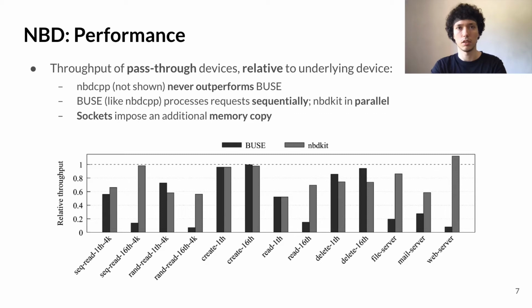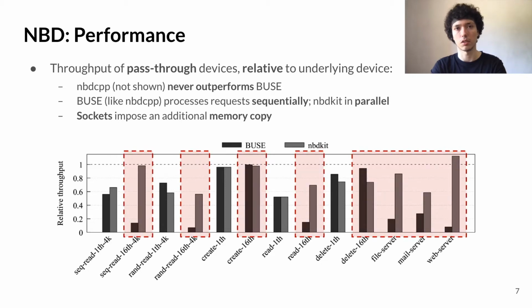This plot depicts the throughput attained by BDUS and NBDKit relative to the throughput of operating directly on the underlying device under several workloads. The NBDCDP framework is omitted as it never outperforms BDUS. Under the depicted workloads, we see that BDUS can reduce throughput by up to 93% and NBDKit by up to 48%. BDUS generally performs worse than NBDKit under multi-threaded workloads. This is because NBDKit can process several requests in parallel, while BDUS is limited to handling them sequentially.